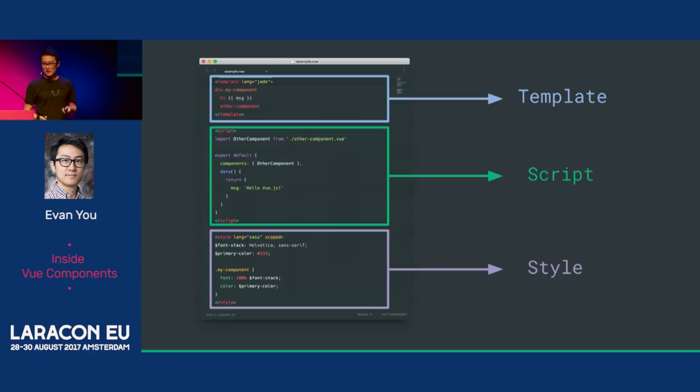So it's just a different way of thinking about the problem. And when we go even one step further and put all three files into the same file, we arrive at this single file component format that many of you have seen in the Vue ecosystem. So this is the higher level thought process of how we arrived at this.